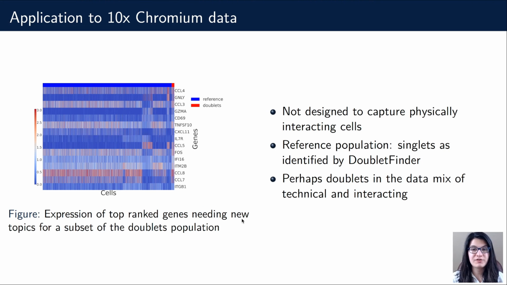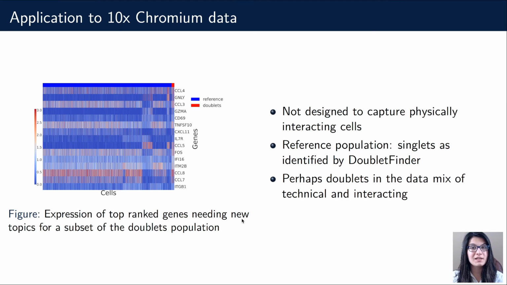While the two previously described datasets have been generated by technologies that allow us to capture physically interacting cells, this is not the case for this one. For this experiment, we use a dataset generated by 10x Chromium, a widely used sequencing platform. The dataset used here is a COVID sample where there is potential interacting population of T cells and macrophages. What's important to note here is that we don't really have access to a reference population.